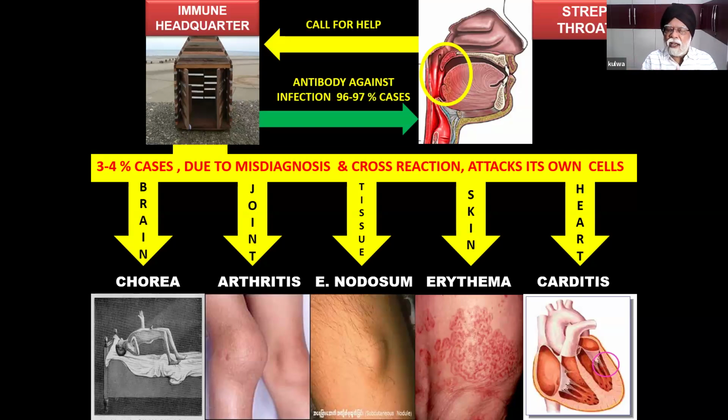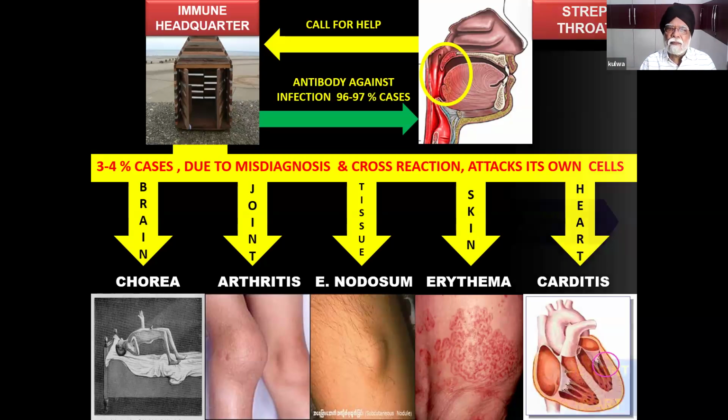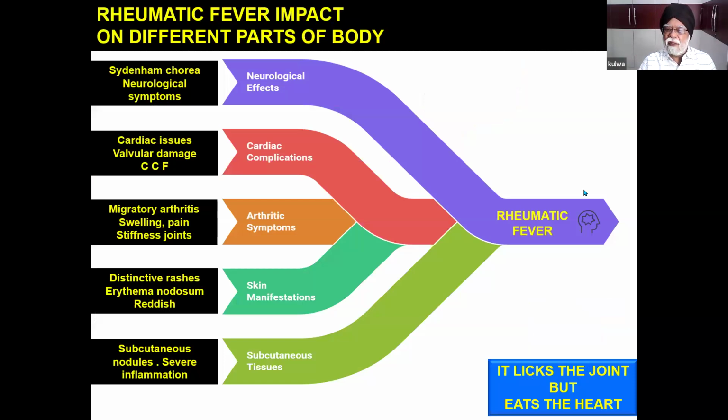If the attacks are repeated regularly, there are chances of serious damage to the heart. So this is rheumatic fever. As I described, it acts on the brain, causing neurological effects, and these neurological effects are Sydenham chorea. The chorea symptoms, the involuntary jerking symptoms, are known as Sydenham chorea. We will come to that later on.